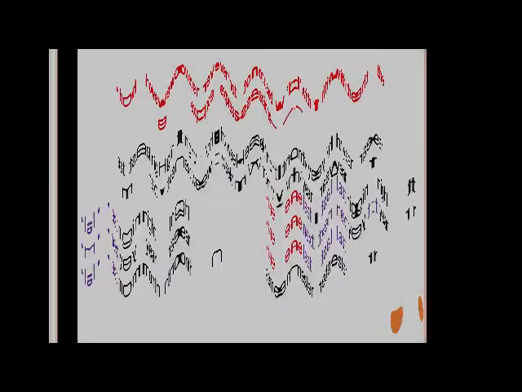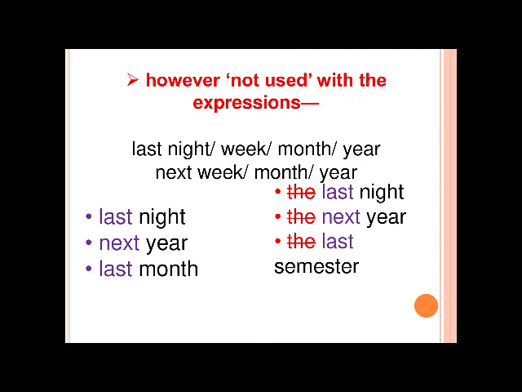Then, still, there are a few words with which we will not use the, like the last night. It would be wrong. The next year, wrong. The last semester, wrong. We will only use last night, next year, last month. For example, I saw you the last night. No. I saw you last night. That would be correct. I hope you understood this.